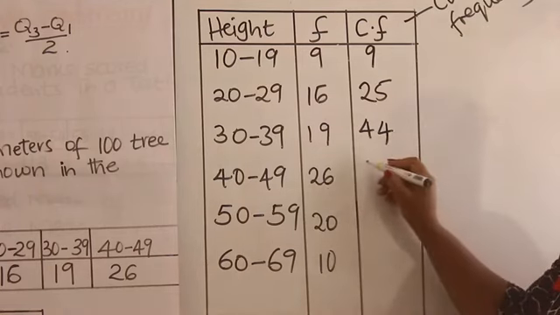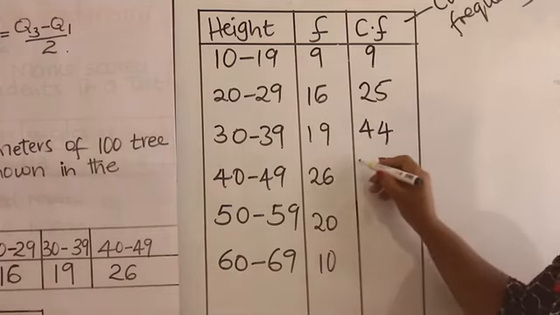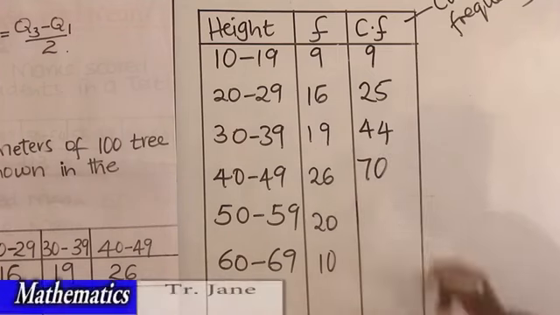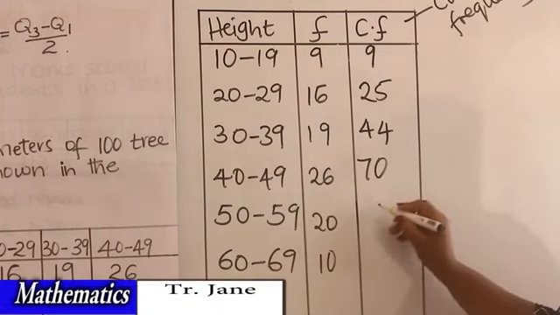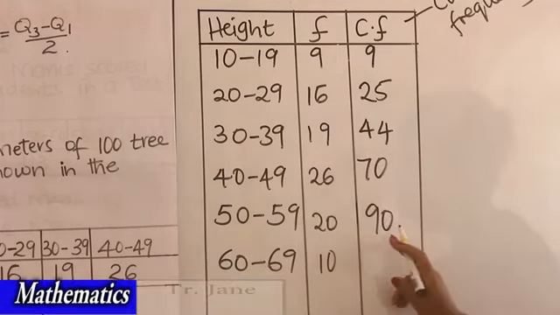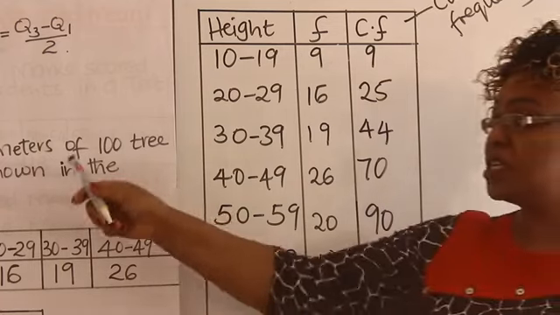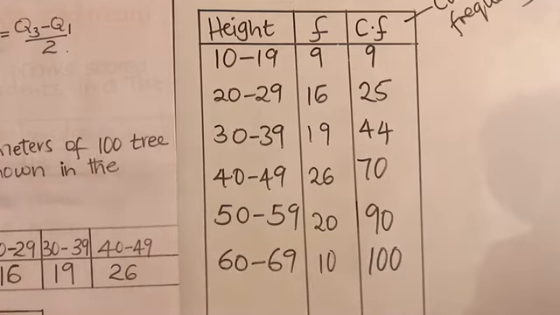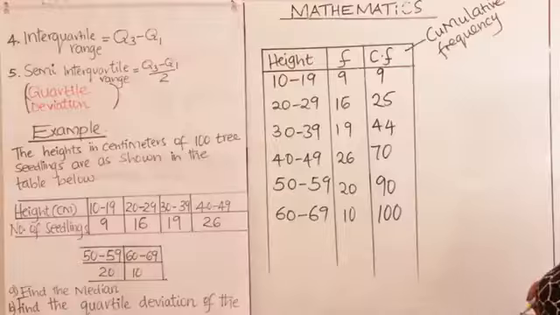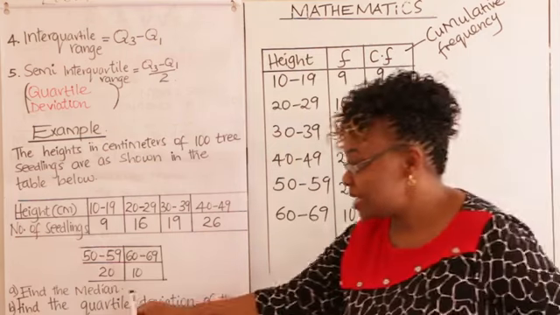44 plus 26, that gives us 70. 70 plus 20 gives you 90. 90 plus 10 gives you 100. So you're dealing with 100 tree seedlings. So from there, learner, let us go to the first question here. Find the median.